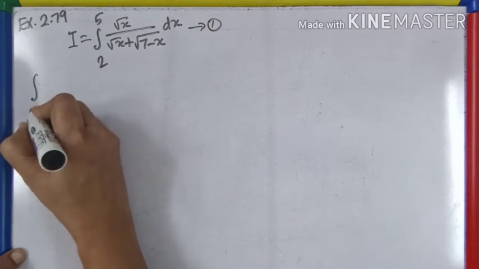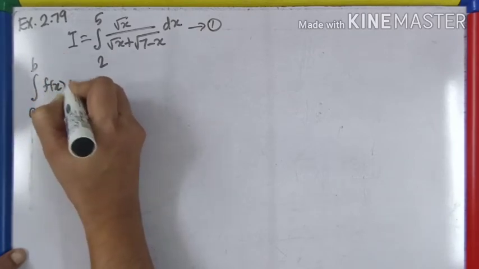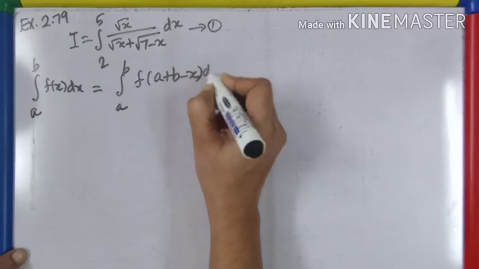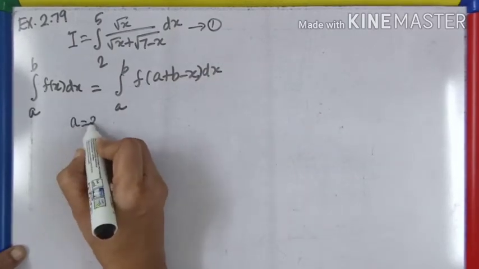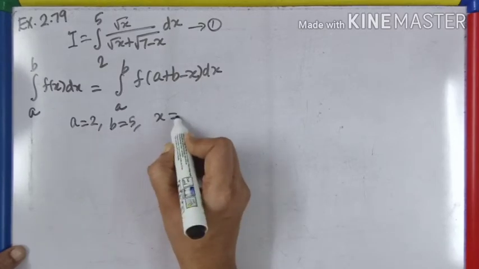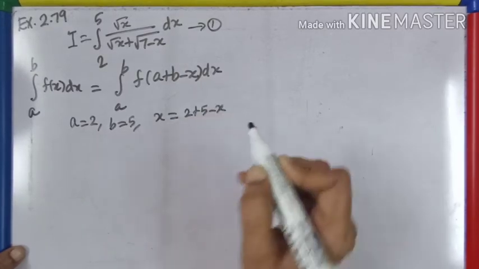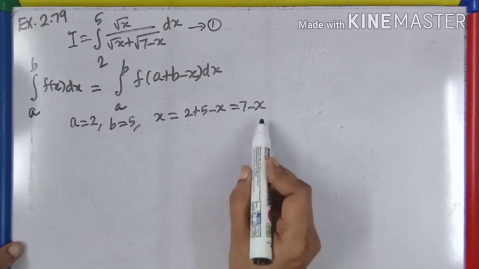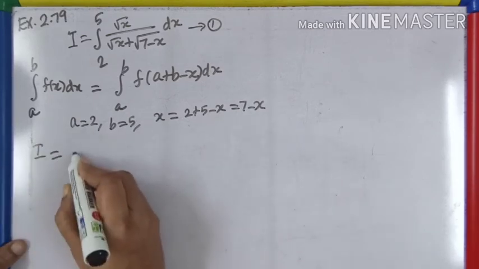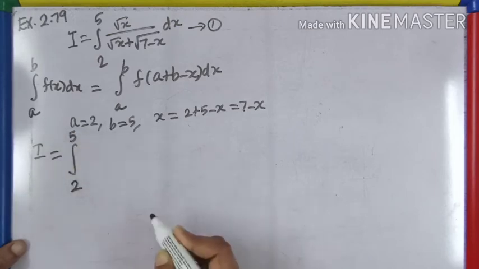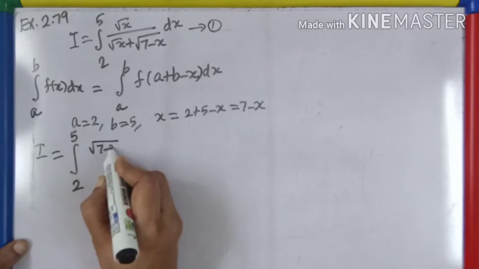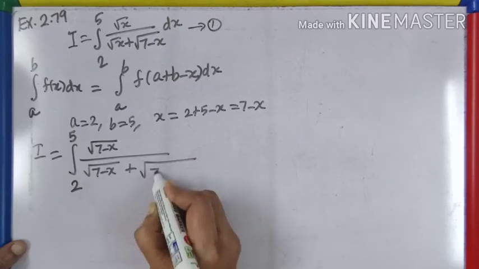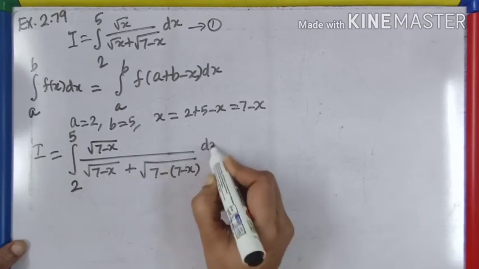What is the property that we are going to use? Integral a to b f of x dx is equal to integral a to b f of a plus b minus x dx. In this question, a is 2, b is 5. So wherever x comes, 2 plus 5 minus x, that is 7 minus x. So wherever x comes, I am going to substitute 7 minus x. So I is equal to integral 2 to 5, there is no change. x becomes 7 minus x. Denominator again x becomes 7 minus x. Root of 7 minus x dx.